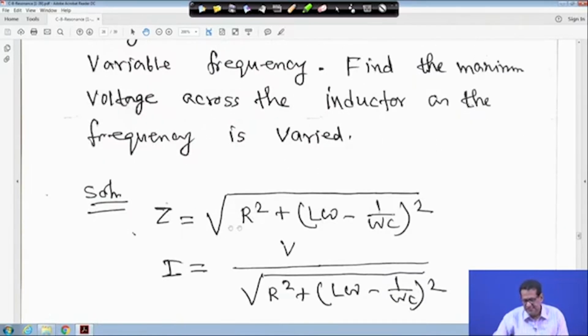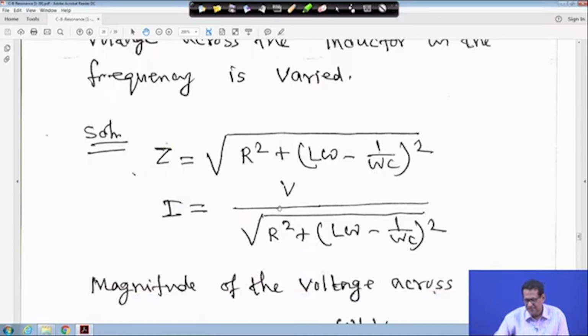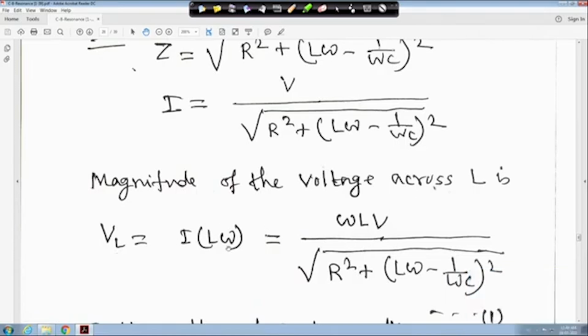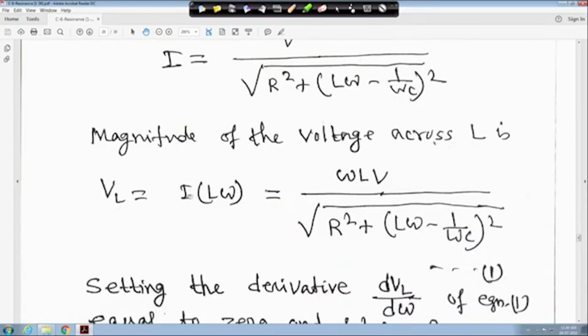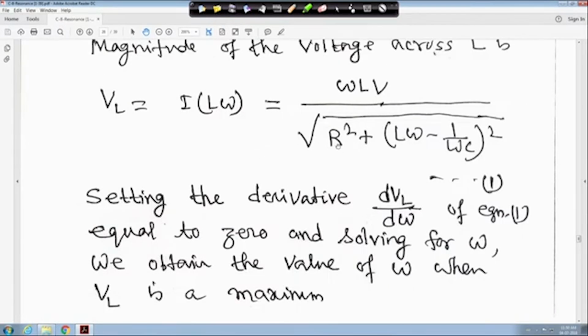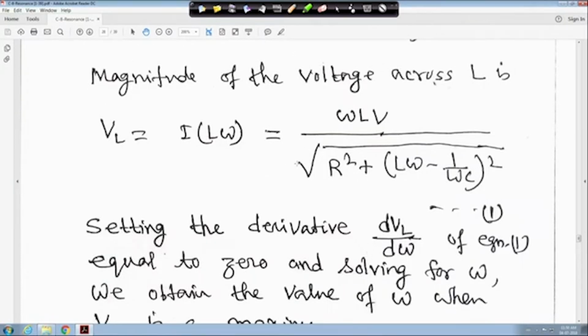Now Z is equal to root over R square plus (L omega minus 1 upon omega C) square, that is XL minus XC square. Therefore the current magnitude I is equal to V upon root over R square plus (L omega minus 1 upon omega C) whole square, right. The magnitude of the voltage across L, VL, will be I into L omega. We want only the magnitude, so it is I into XL, where XL is equal to L omega. So VL will be omega L V upon root over R square plus (L omega minus 1 upon omega C) whole square. So setting the derivative dVL upon d omega to 0, you take the derivative of this equation 1 with respect to omega, right.